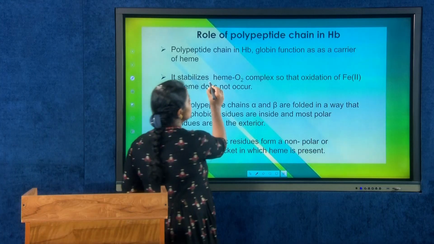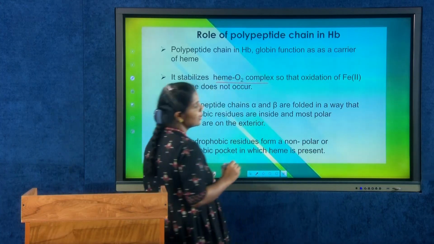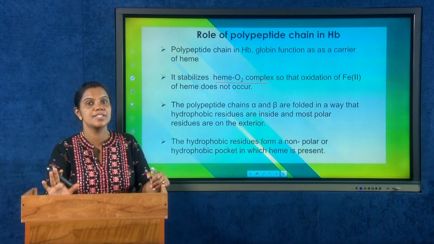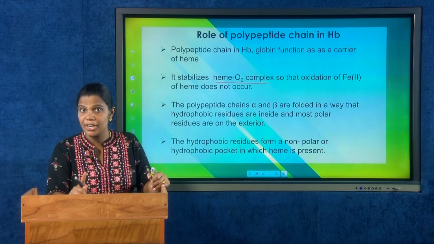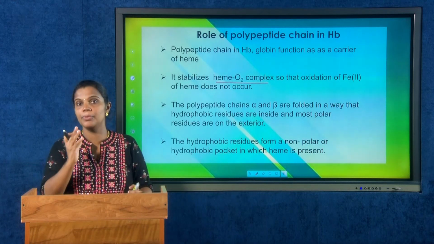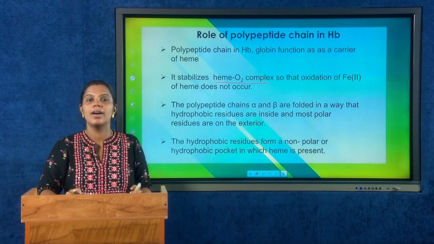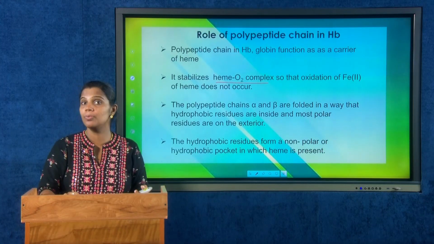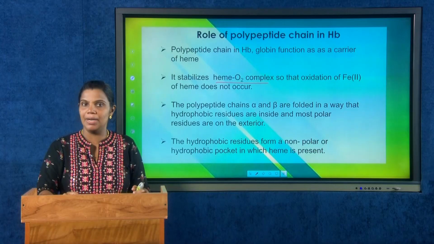It has the property to stabilize the heme oxygen complex so that the oxidation of Fe2+ of heme does not occur. So, that is very important. That is, the protein chain globin will protect or stabilize the heme oxygen complex, and it will prevent the oxidation of Fe2+ to Fe3+.